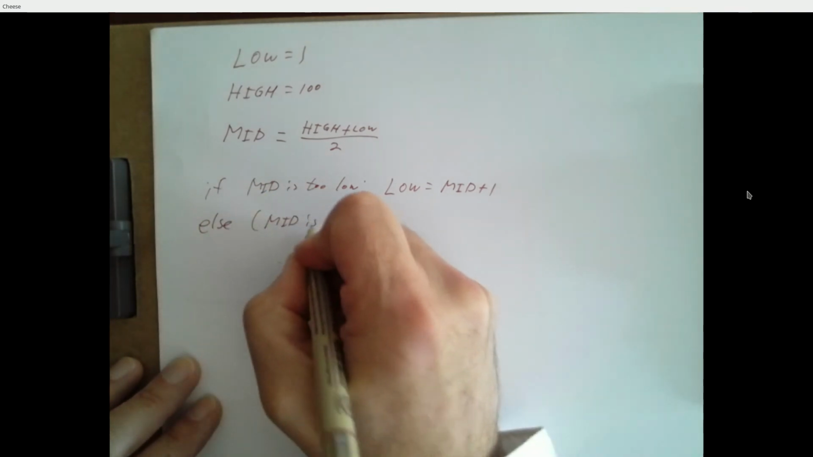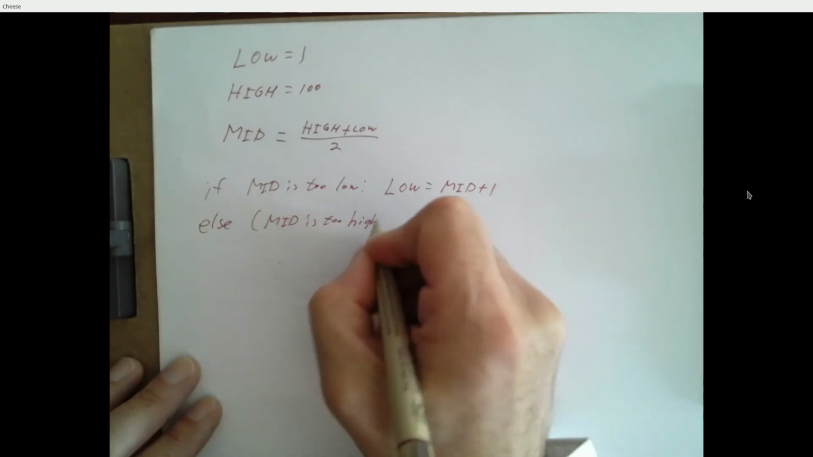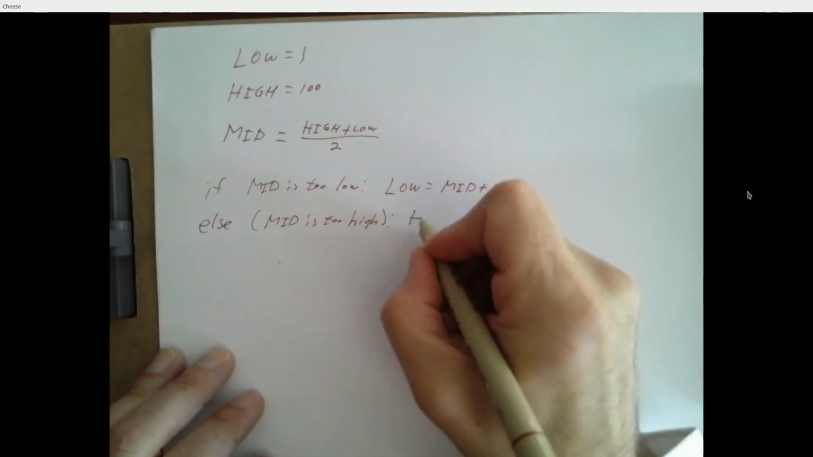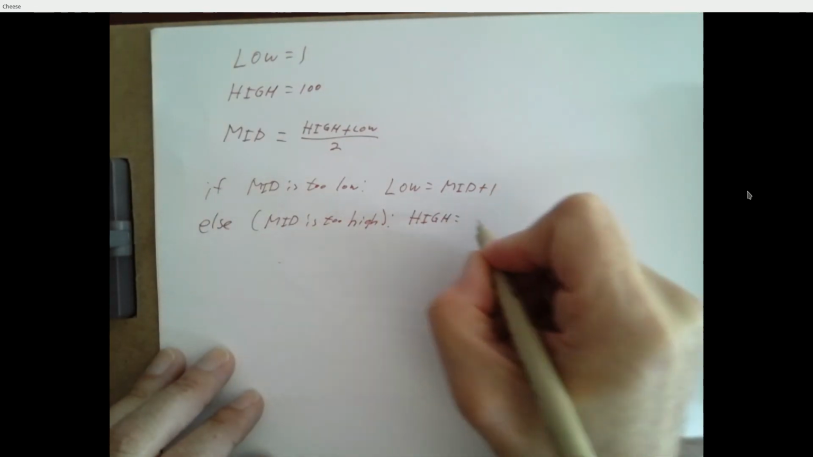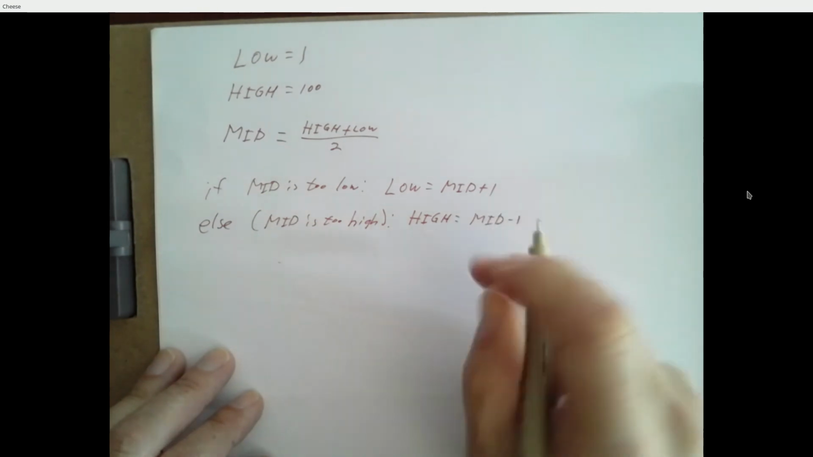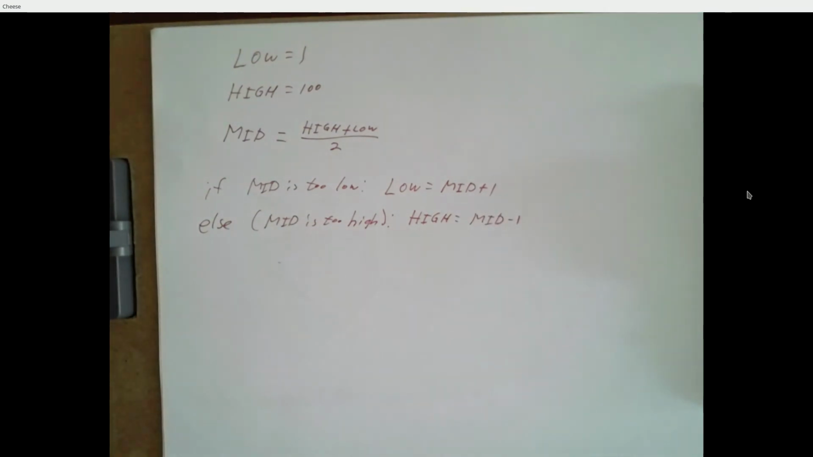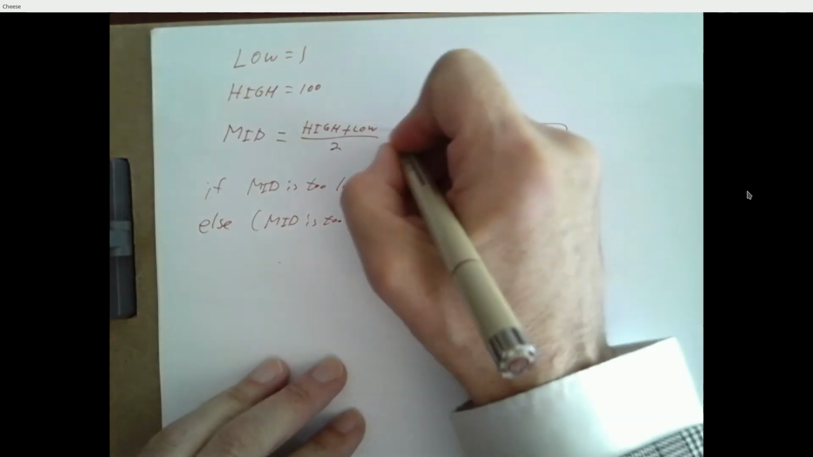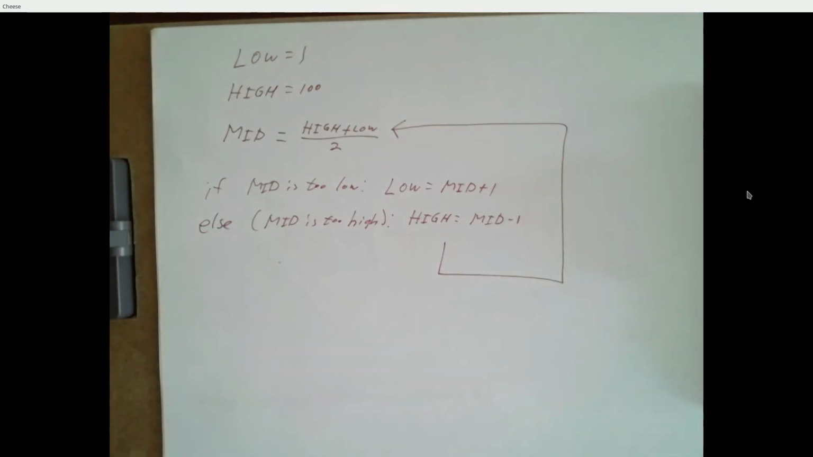Otherwise, mid is too high. And so mid is too big, mid plus 1 is too big, mid plus 2 is big, high is too big, right? It's got to be something smaller than mid, so we can change our high range to be mid minus 1. Because again, we can eliminate mid. And then we basically just go back up here. Find the midpoint in our new smaller range, ask them if that's high, low, or correct. And if it's too low, change low. If it's too high, change high.